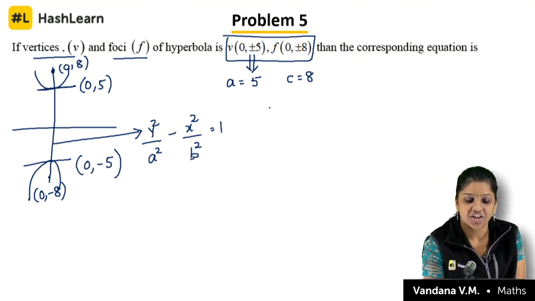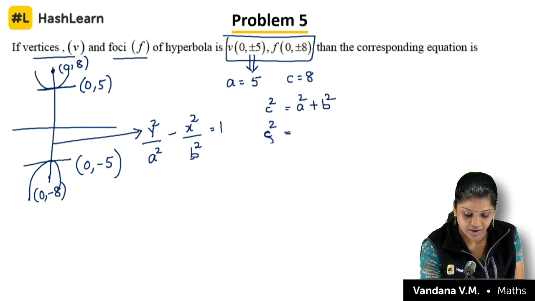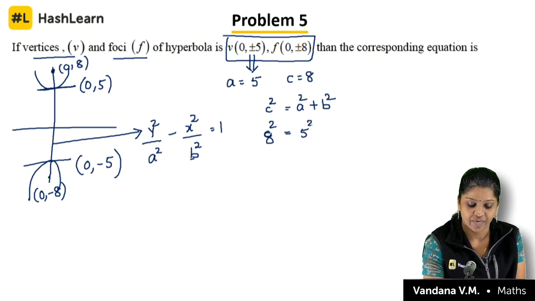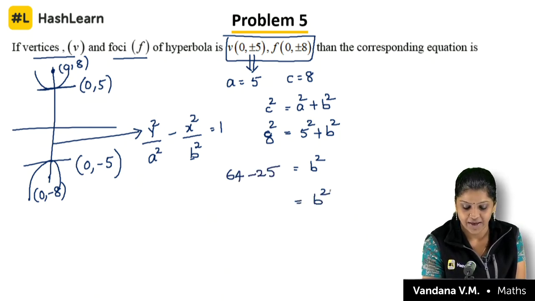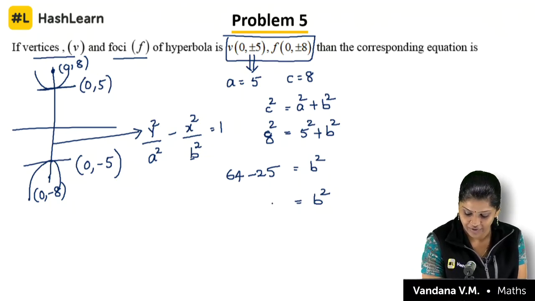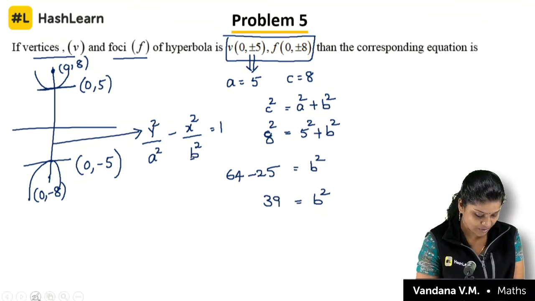Next, the relationship between A, B, C. C square is equal to A square plus B square. C square value I know, right? So, 8 square is equal to A square, that is 5 square, plus B square. Find out. B square is equal to 64 minus 25, what is it? Just find out this value, that is 39. Just dump the values.